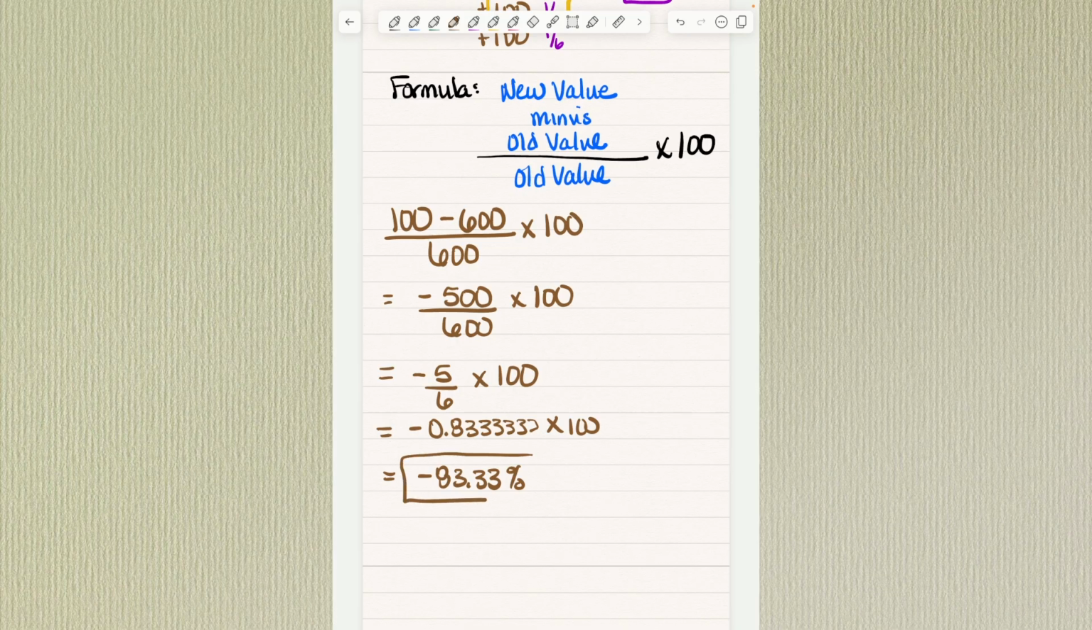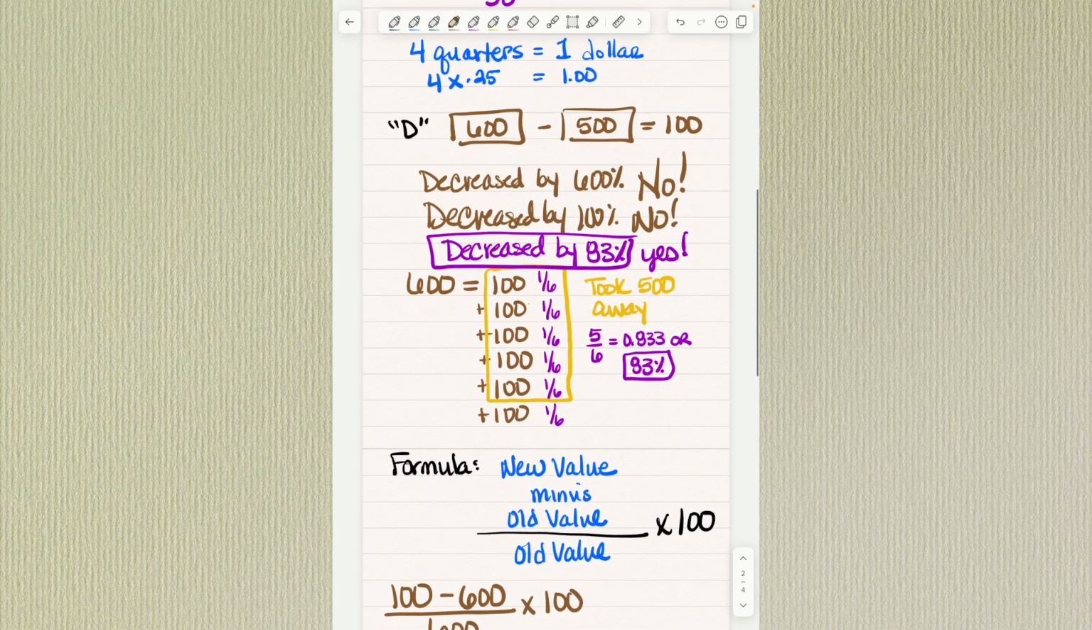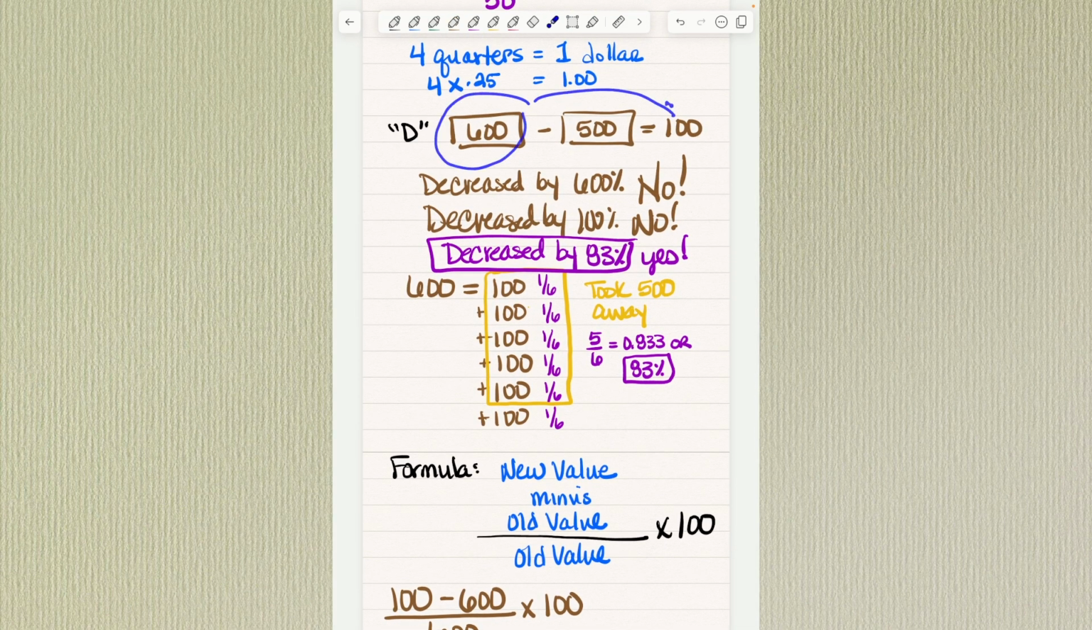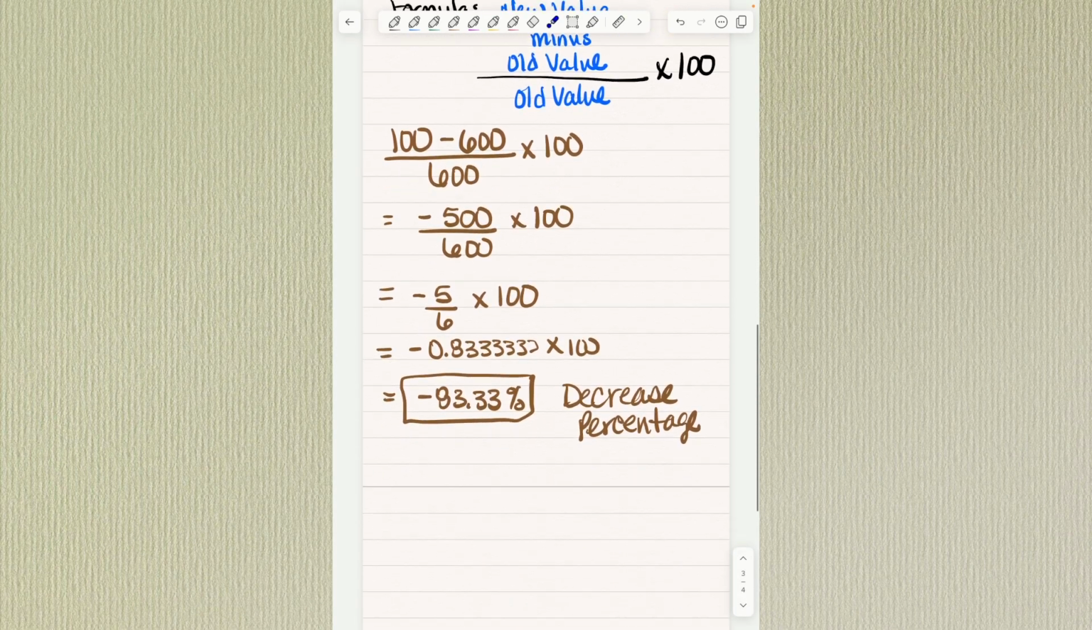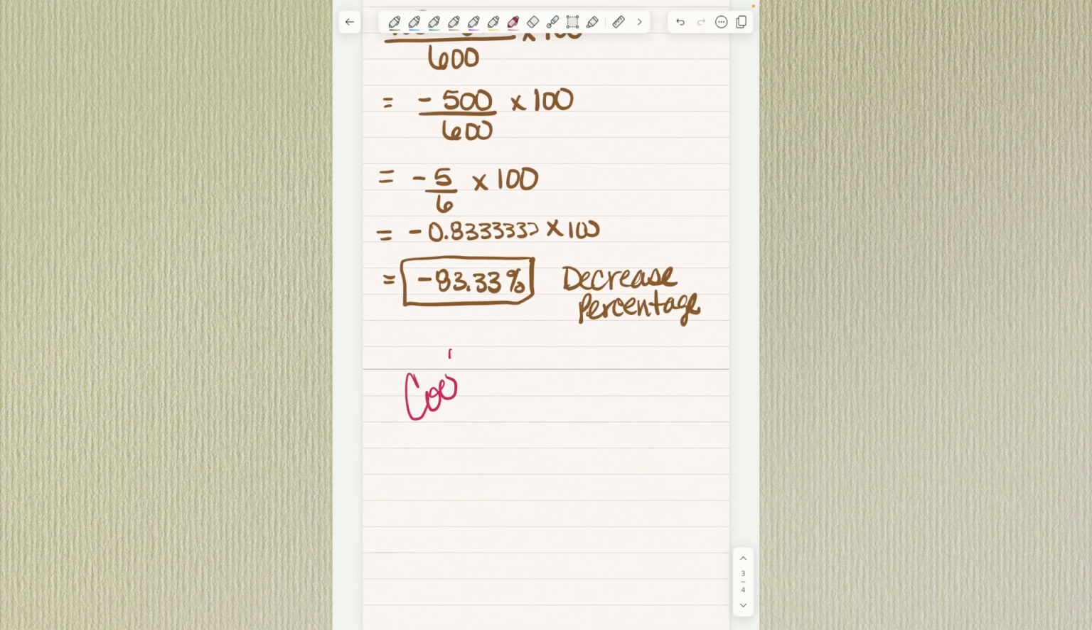83.33%. And you're like, Dr. Anderson or Dr. B, it's negative. Yep, because this is a decrease percentage. When you're looking at percentage increase, it's going to be positive. When you're looking at a percentage decrease, it's going to be negative. And it makes sense because you want to say, well, how much did it decrease? So it should go down. Cool beans? All right. Let me know where you have questions.